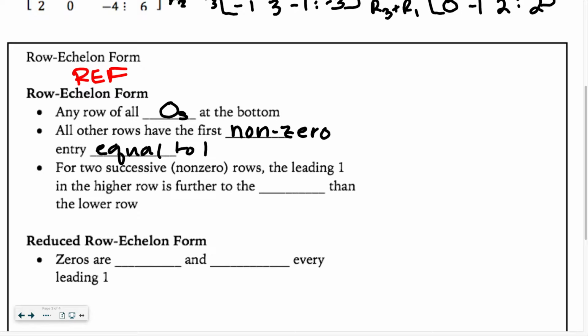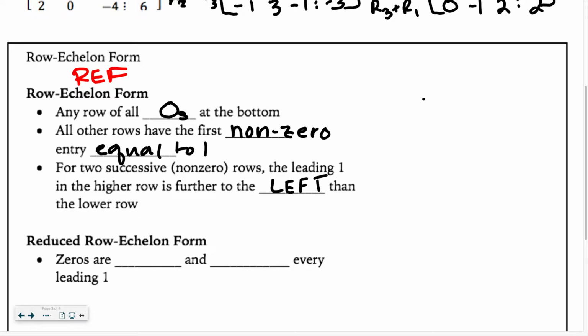And then this last one says for 2 successive, which just means 2 rows right after each other. For 2 successive non-zero rows, the leading 1 in the higher row, so in the row above, is further to the left than the lower row. So what you're going to see in your matrix, and I'll draw one here in just a second, is your ones are going down on a diagonal from, what is that, left to right for you guys? Okay, and sometimes one of them is missing, that's okay, but they have to be moving over to the right as you go down the matrix.